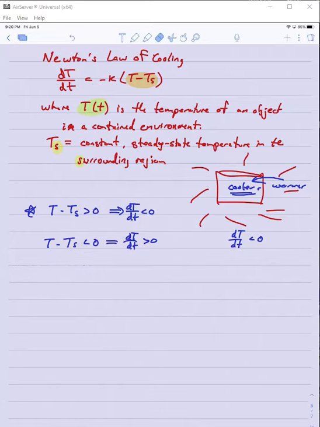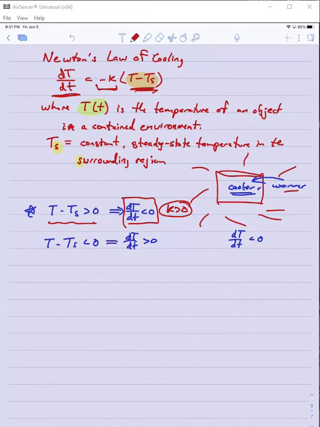Okay, notice in this formula, if T minus T_S is positive, that means this is positive. And that's supposed to tell us that dT/dt is negative. So in this equation, if the left side of the equation is negative, and T minus T_S is positive, that means this factor must be negative. That means k would be positive.